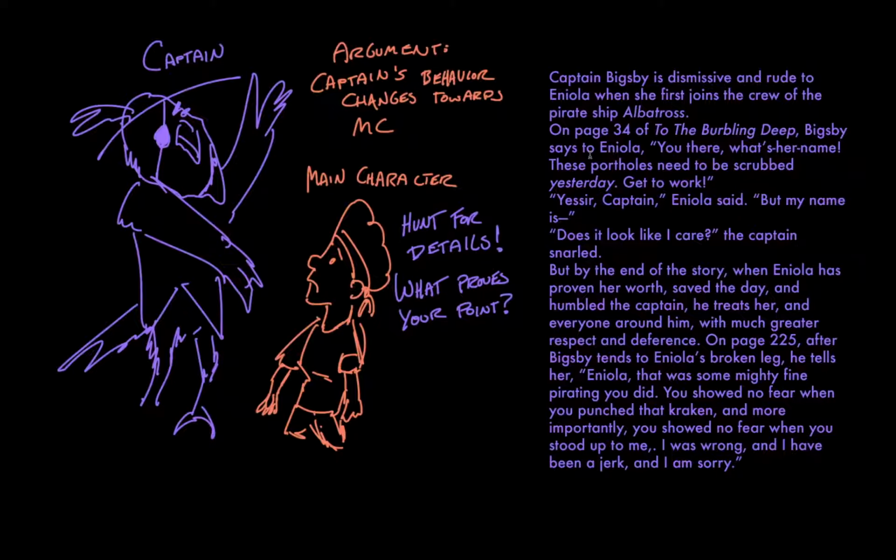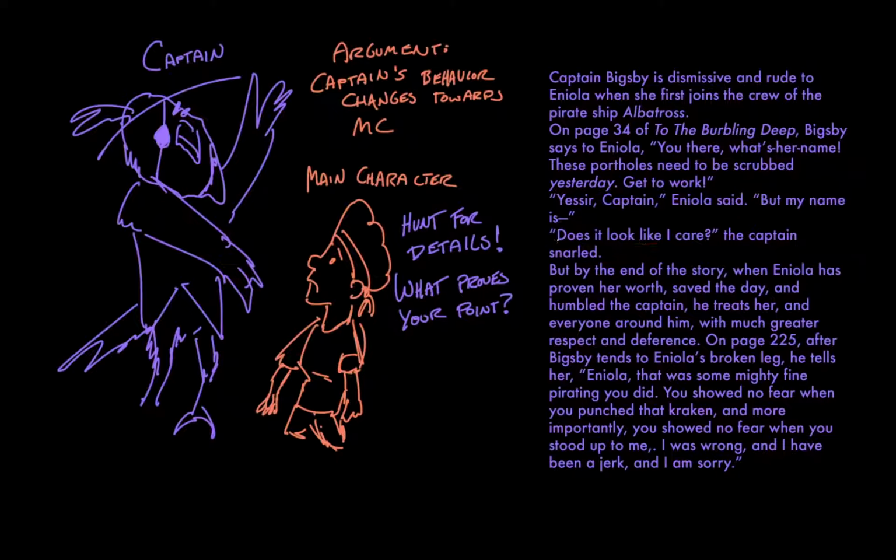But by the end of the story, when Eniola has proven her worth, saved the day, and humbled the captain, he treats her and everyone around him with much greater respect and deference. On page 225, after Bigsby tends to Eniola's broken leg, he tells her, "Eniola, that was some mighty fine pirating you did. You showed no fear when you punched that kraken. And more importantly, you showed no fear when you stood up to me. I was wrong, and I have been a jerk, and I am sorry."